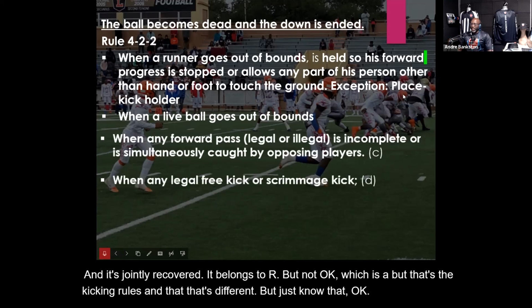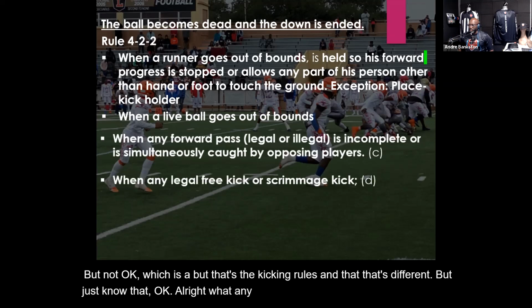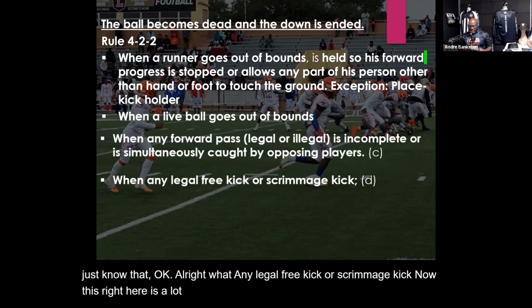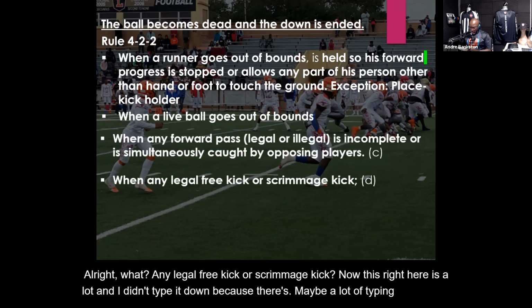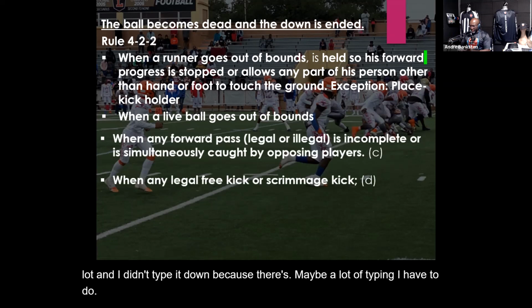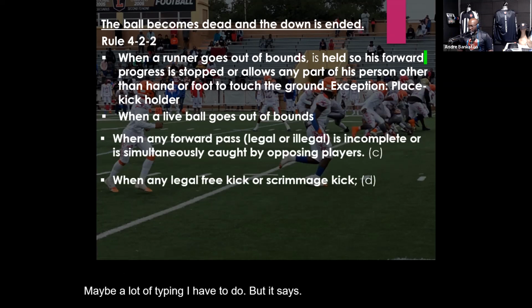All right. When any legal free kick or scrimmage kick, now this right here is a lot, and I didn't type it down because there's maybe a lot of typing I have to do. But it says, let me see, that's D. Okay.